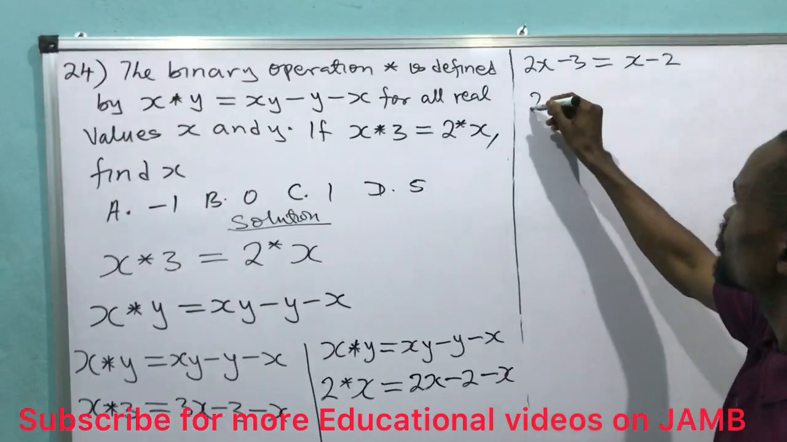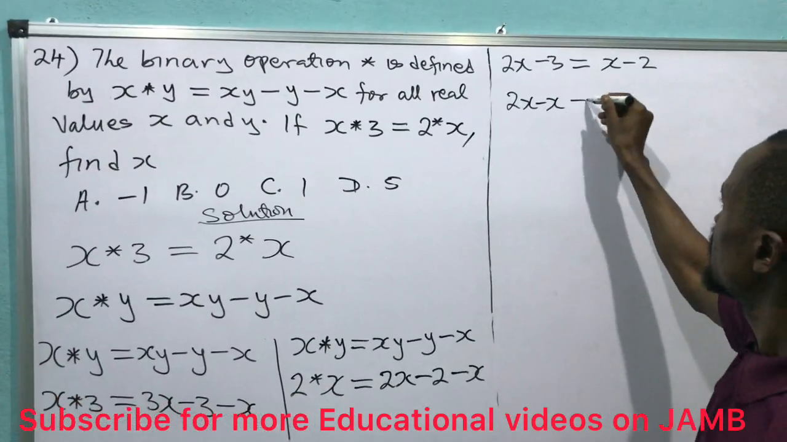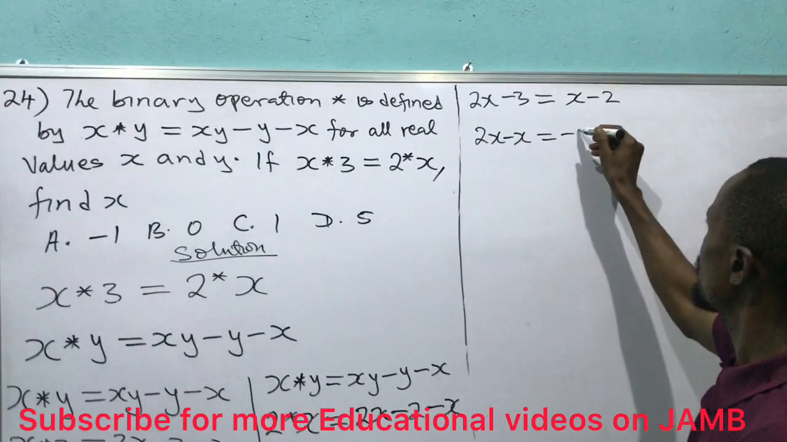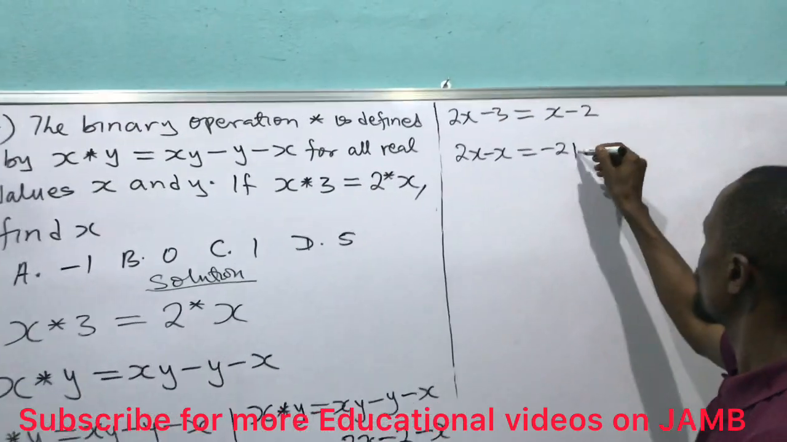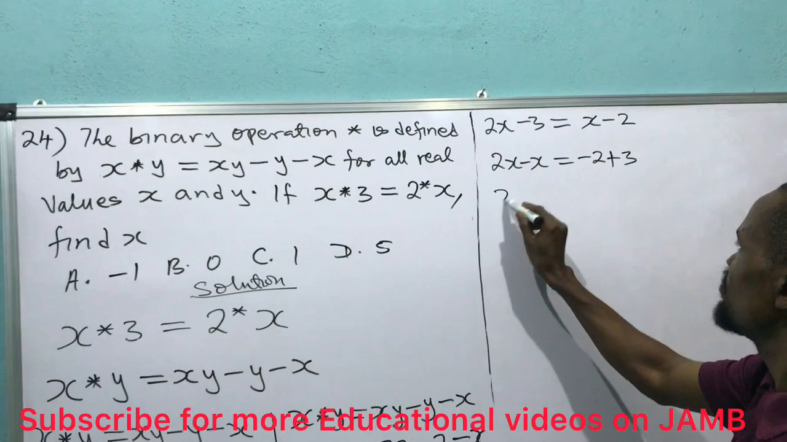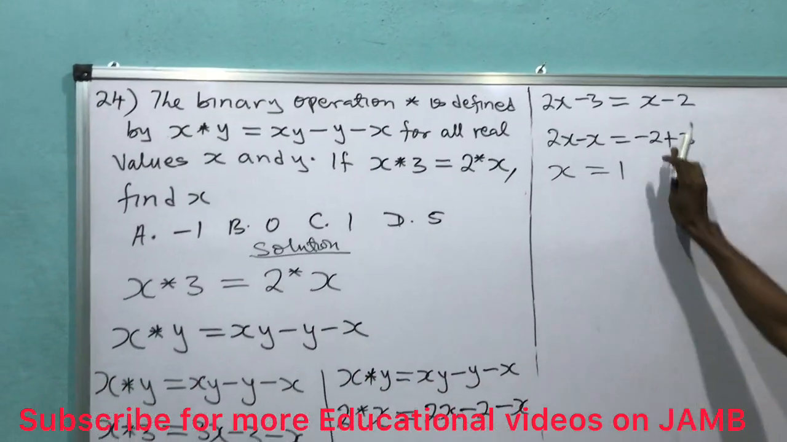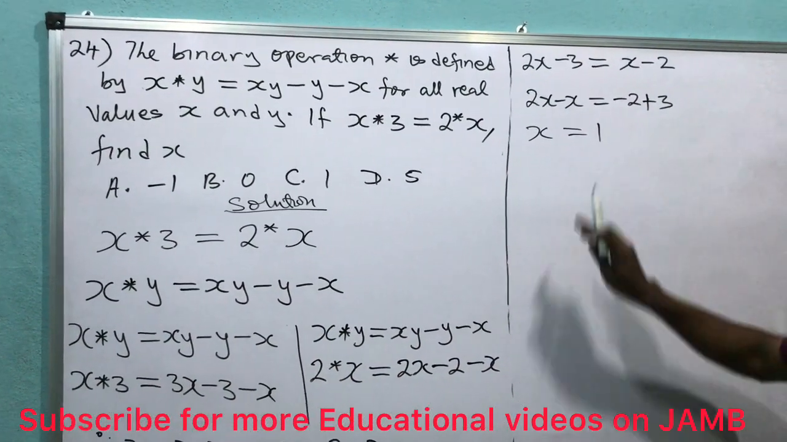This coming over here becomes 2x minus x is equal to this coming over here becomes minus 2. This coming over becomes plus 3, and that gives me x is equal to 1, because I'm owing 2, I pay 3, they give me a balance of 1.